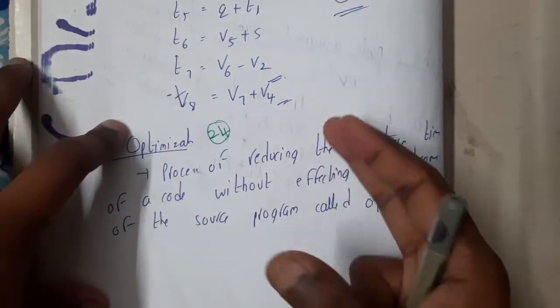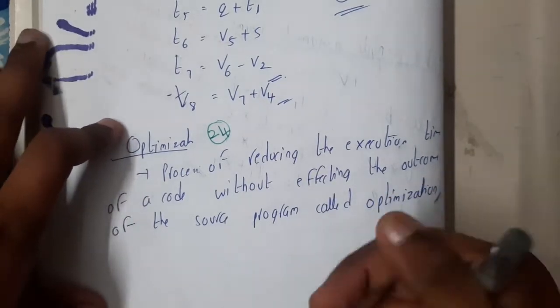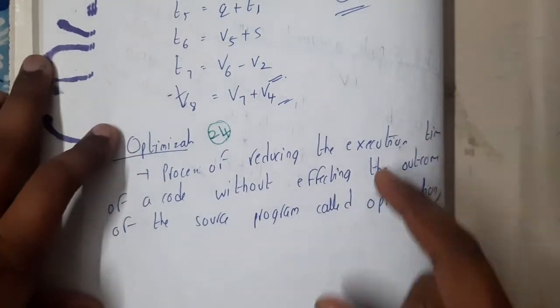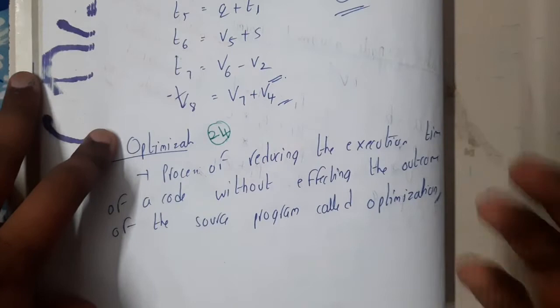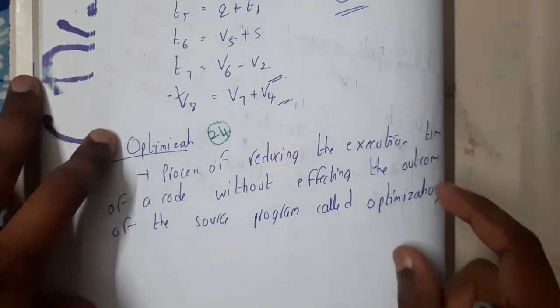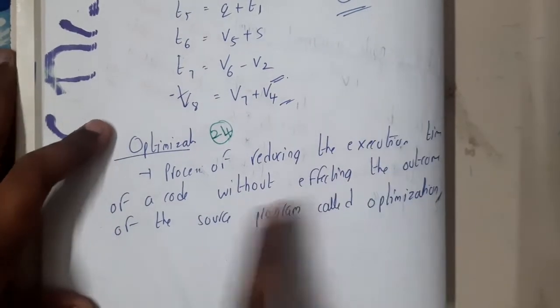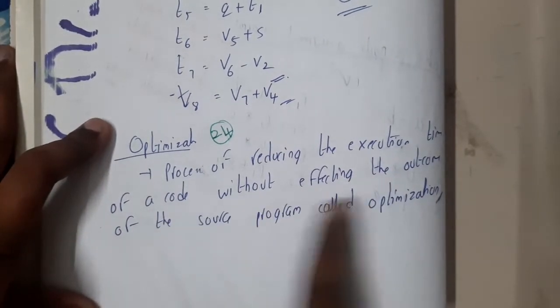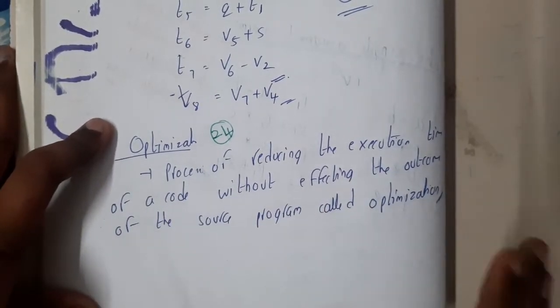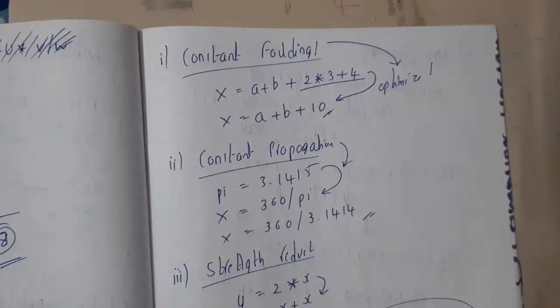It might reduce the space occupied and it might make the program run faster, but it's not going to change the output or anything. So even with optimization or without optimization, the result will be the same. The process of reducing the execution time of the code without affecting the outcome of the source program is called optimization.